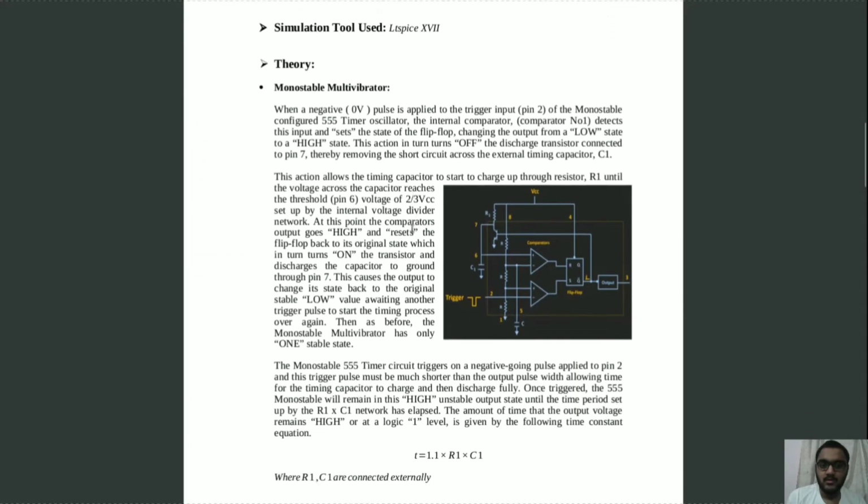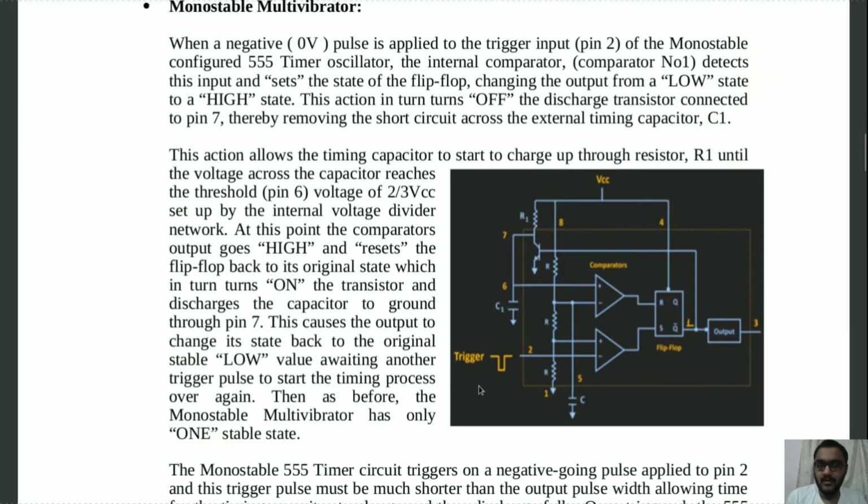So, in Monostable mode, when a negative trigger is applied at pin number 2, the lower comparator changes its state from 0 to 1. Now as the state of this lower comparator is 1, this causes the output of this RS flip-flop to be high. Now as the output of this RS flip-flop is high, the value of this Q bar is 0, because of which this transistor will act as an open circuit.